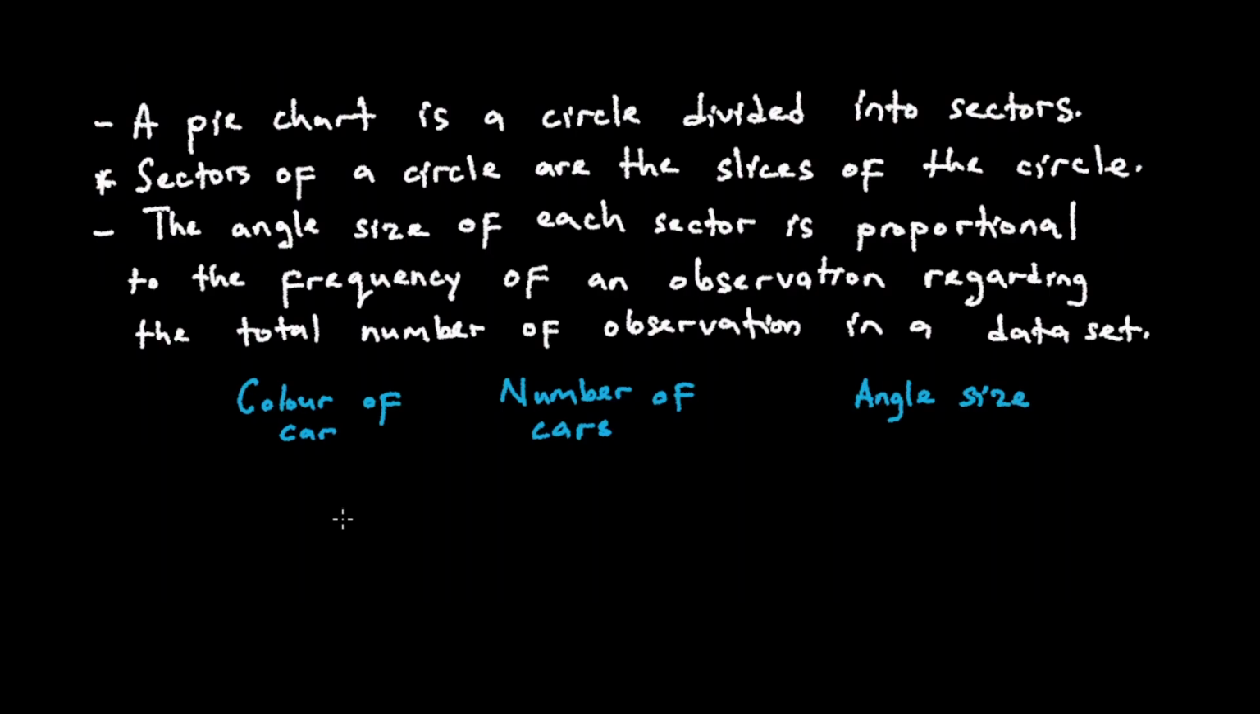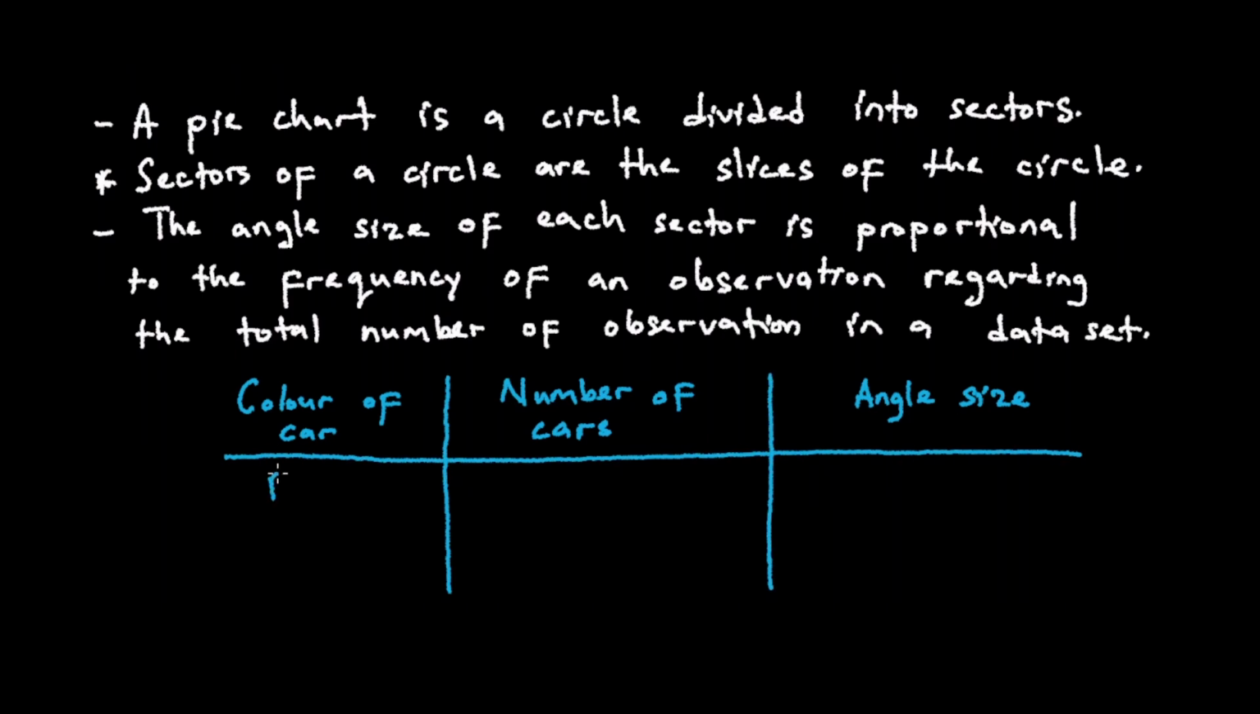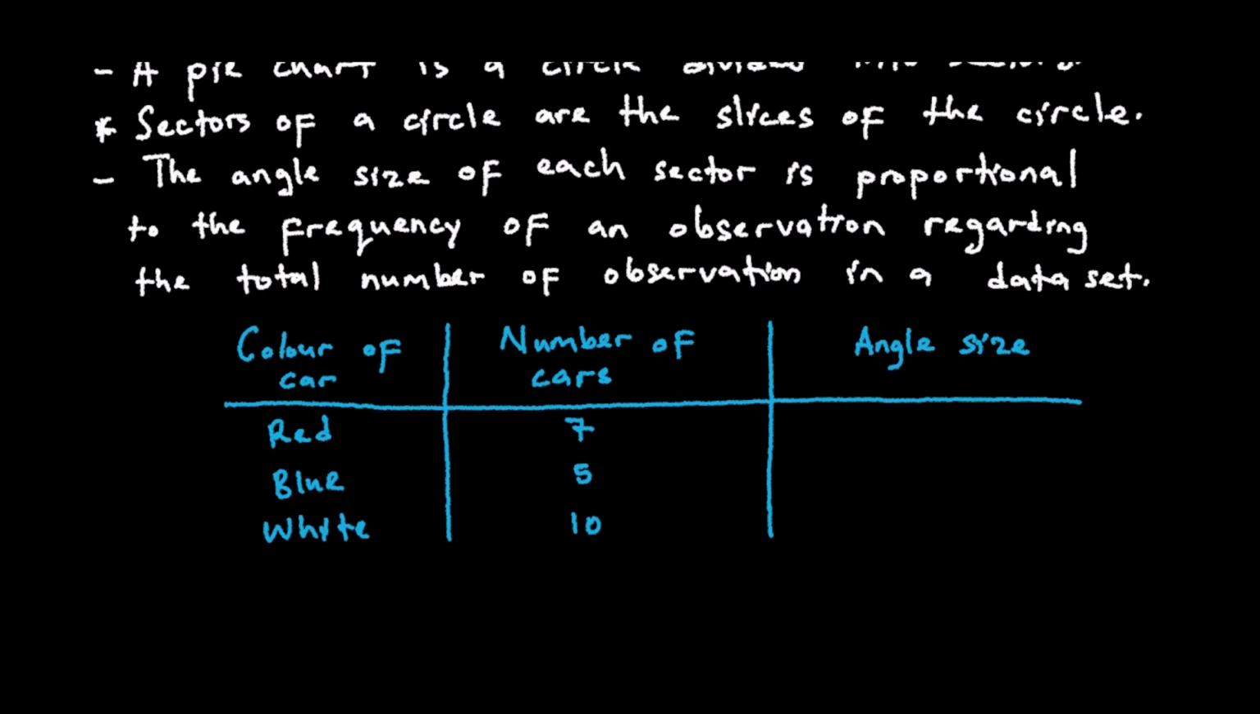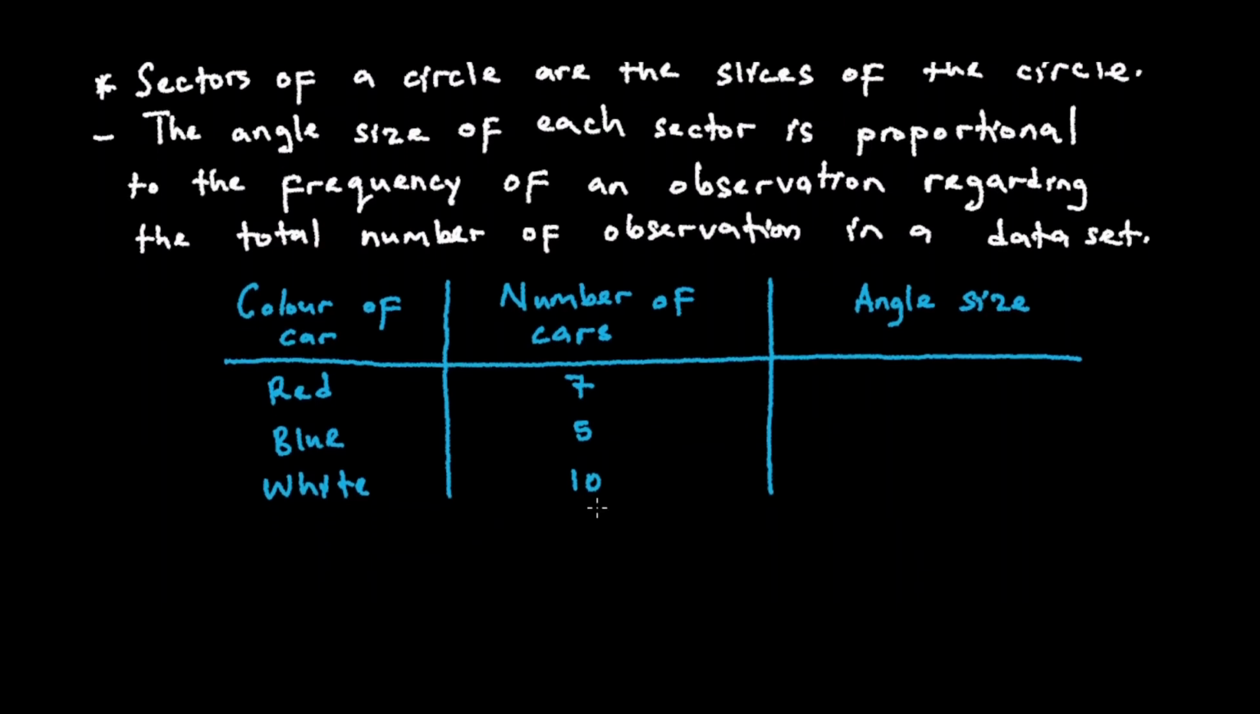Saka zviri kutaurwa in that statement ndezvekuti if we have this table, in this table we have a red car. Kana tine red cars, we have blue cars, then we also have white cars. Tine 7 red cars, 5 blue cars, 10 white cars, and this is what we have. Saka pasi panapa we are going to put down a total.